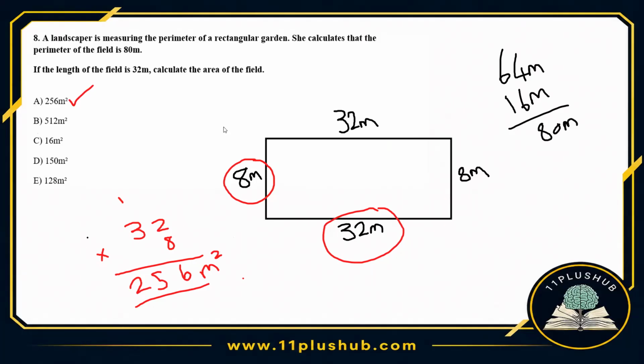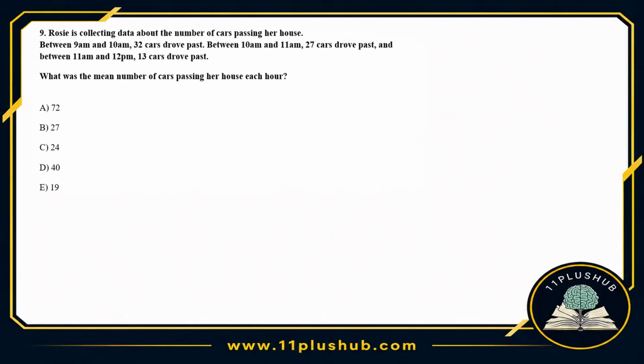Okay, moving on to number 9. Rosie is collecting data about the number of cars passing her house. Between 9 a.m. and 10 a.m., 32 cars drove past. What I'm going to do is write that down because with questions like this, we've got lots of numbers flying about, haven't we? 9 and 10, 32. So we don't want to get too confused. So 32 cars was between 9 and 10. Okay. Then between 10 a.m. and 11 a.m., 27 cars drove past. 27 cars. And between 11 a.m. and 12 p.m., 13 cars drove past.